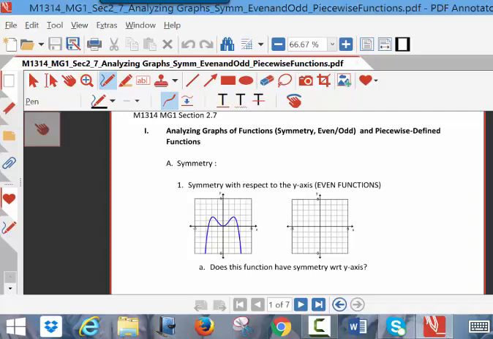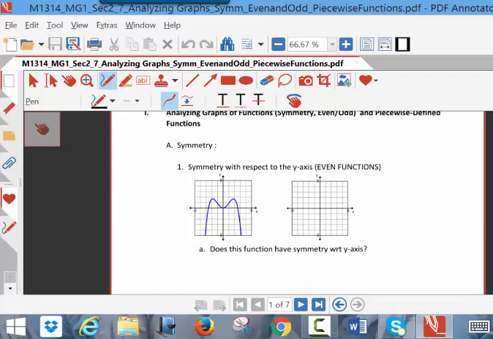Okay, so we are talking about analyzing graphs of functions. We're going to talk about symmetry, even and odd functions, and then we're going to hit piecewise functions. The piecewise functions is like a whole new game, but we'll take it relatively slow and easy.